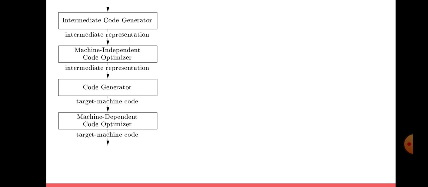Here the optimization can be categorized into two types. The first one is machine dependent and the second one is machine independent. Okay, next one is the code generator. Code generation takes an input as an intermediate representation and gives the output as a target machine code, where we can say the target code generator also, code generator.